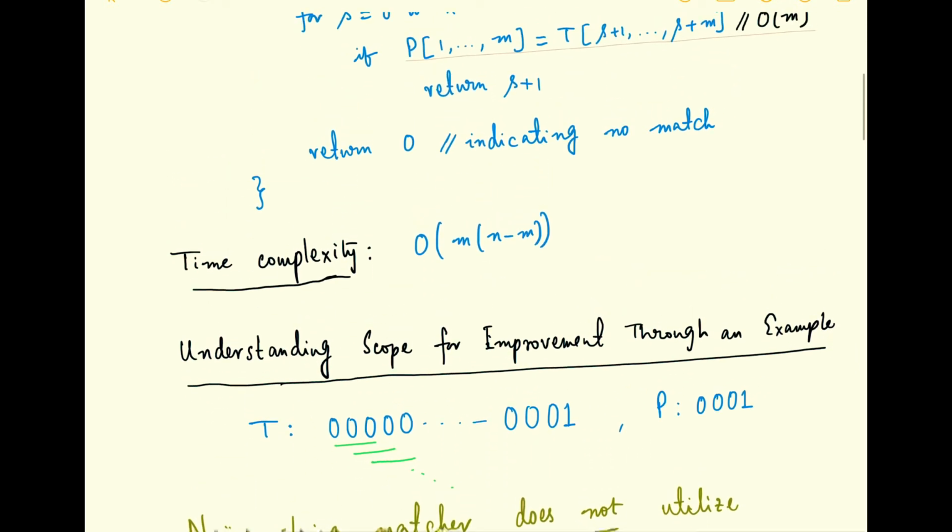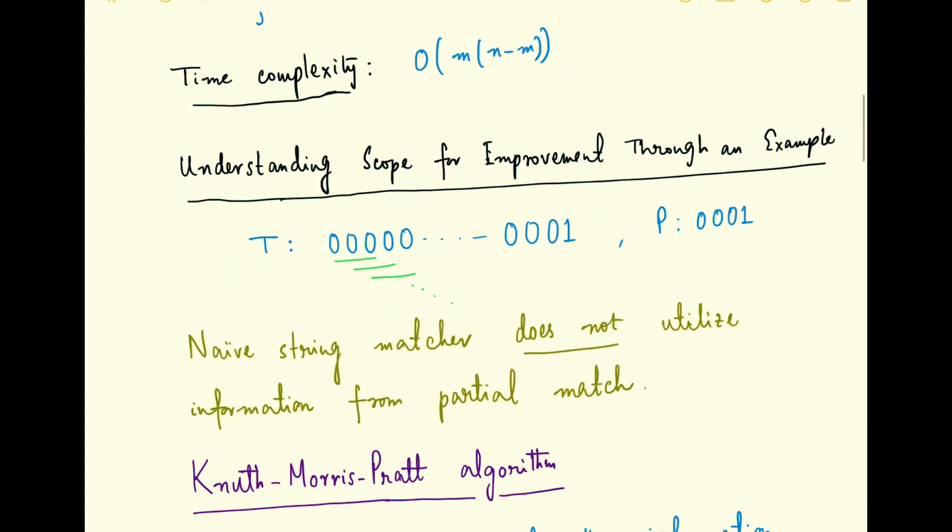Okay. Now you see that this time complexity can be substantially improved upon. So this time complexity is a quadratic time complexity. So we will see an algorithm which does this job in order n time. But before that, let's first understand where lies the scope for improvement for this naive matcher. To understand this, you see that the naive matcher does not utilize partial matches.